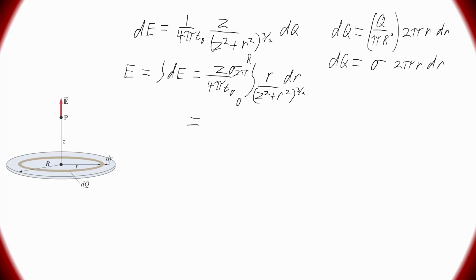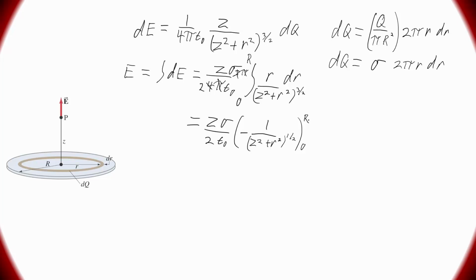Alright, so let's cancel out some of this stuff. That goes away, this cancels there, and becomes a 2, and so we've got z sigma over 2 epsilon naught, and then we've got this integral here, which works out to be 1 over (z squared plus r squared) to the 1/2 power, negative sign here, and this whole thing is evaluated from 0 to r.